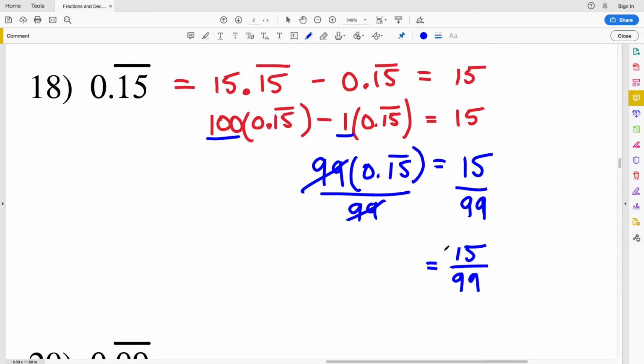But unfortunately for us, this isn't simplified. Both are divisible by 3. So dividing our numerator by 3, 15 divided by 3, we'll get 5, and dividing our denominator by 3, we'll get 33. So 5 over 33, or 5/33, is our solution in number 18.